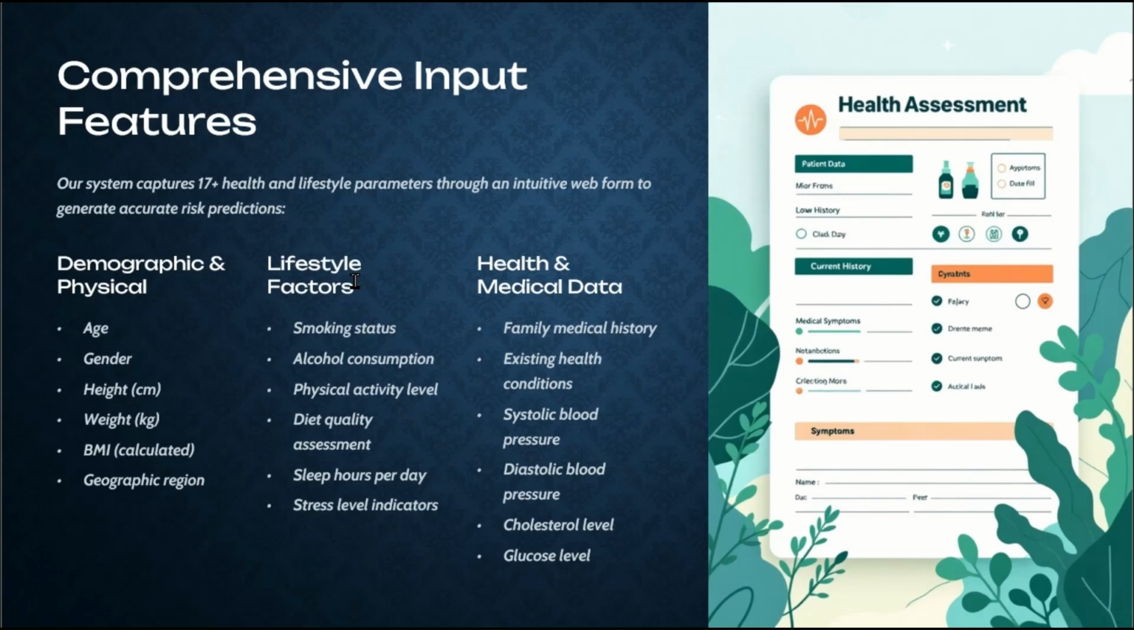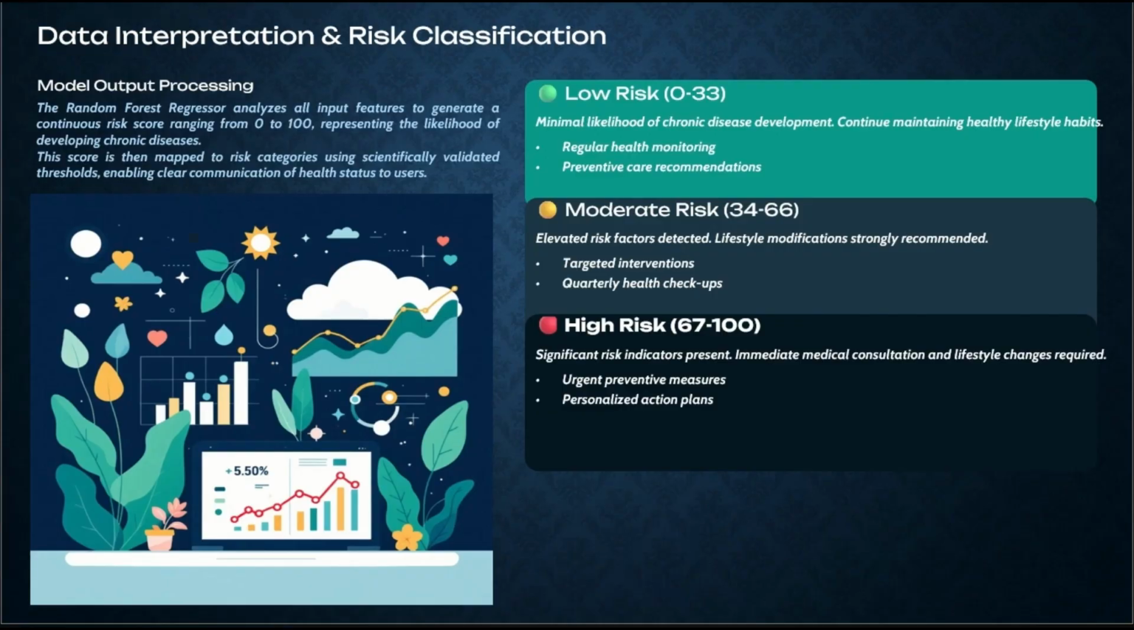So if we talk about the risk classification, our model outputs a risk score between 0 and 100: 0 to 33 low risk, 34 to 66 moderate risk, and 67 to 100 high risk. Based on this, the system generates targeted lifestyle recommendations, diet adjustments, stress reductions, or medical consultation.